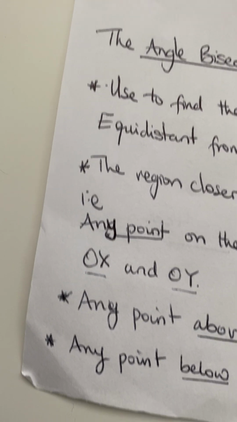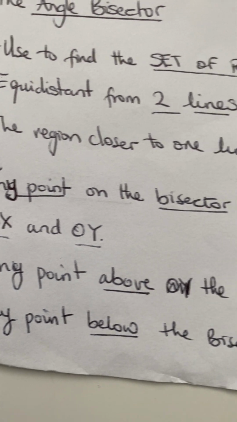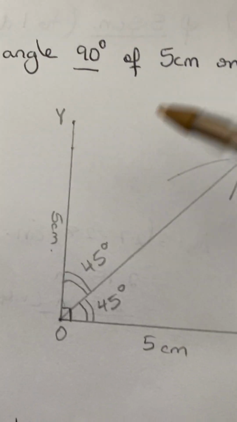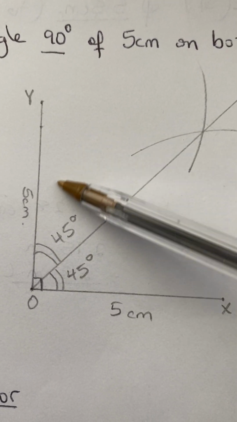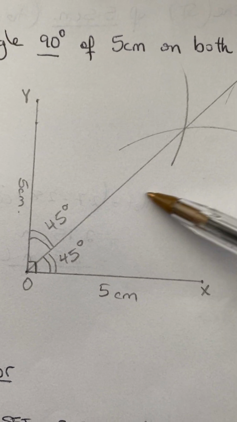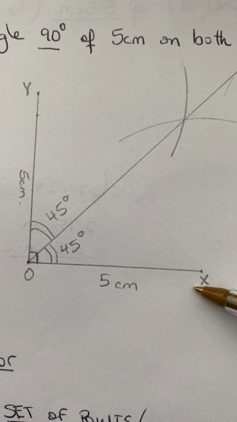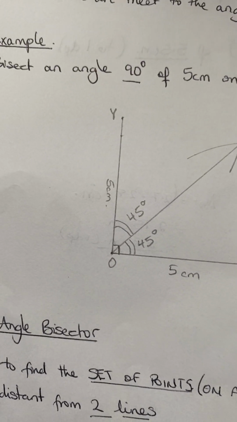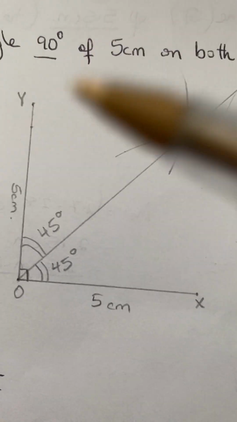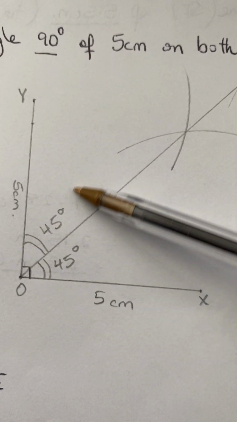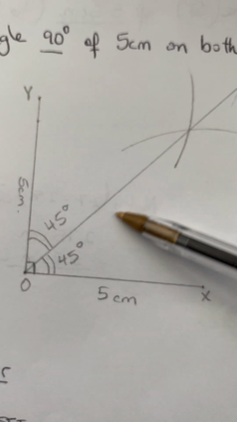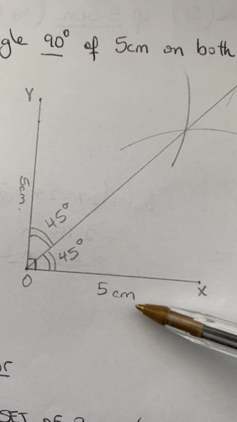Okay. Any point above the bisector is closer to OY. So if you look at it, all these points here are closer to OY. All this area here is closer to OX. Okay, basically that is what we are saying. And it looks clearer in the diagram. So the region here is closer to OY. The region here is closer to OX.